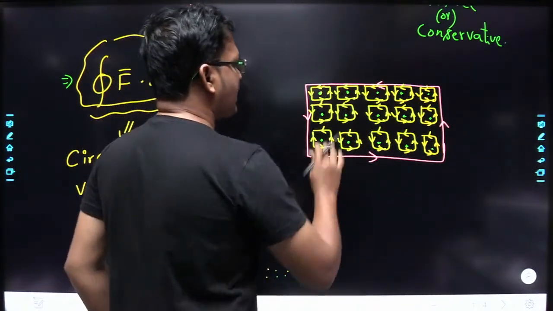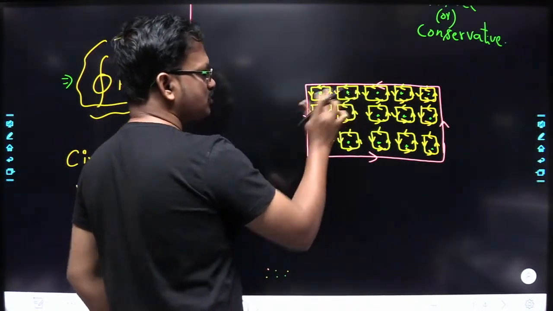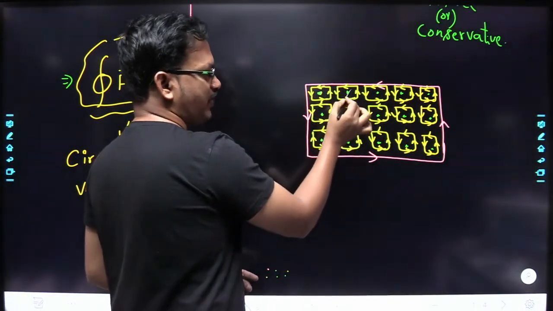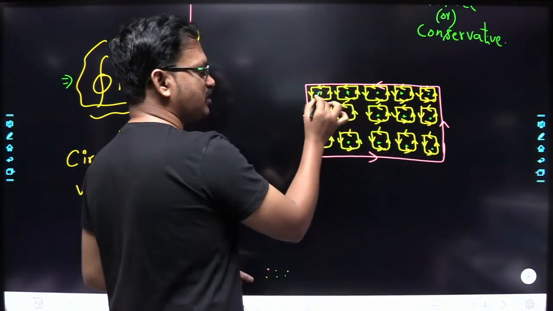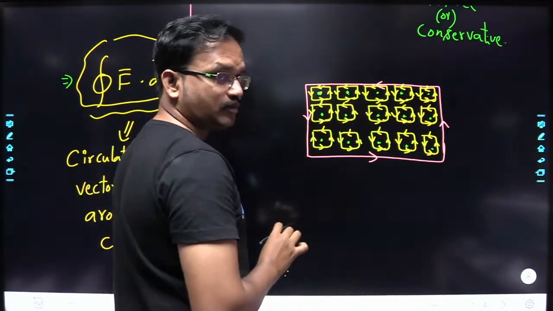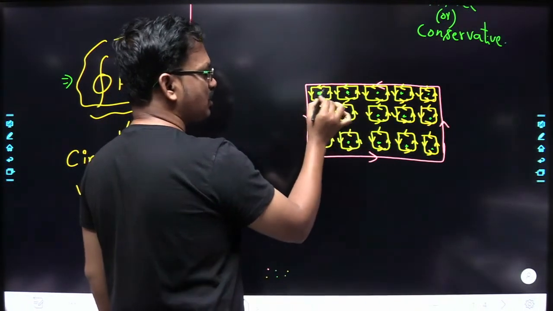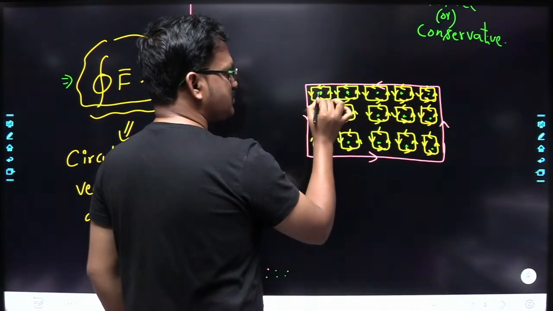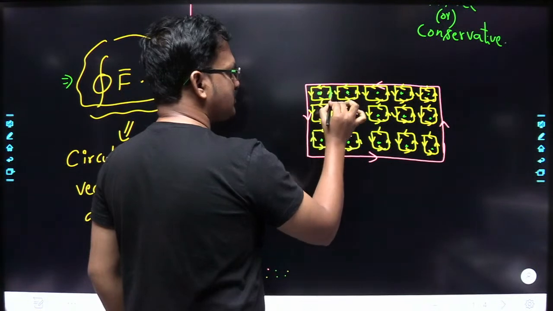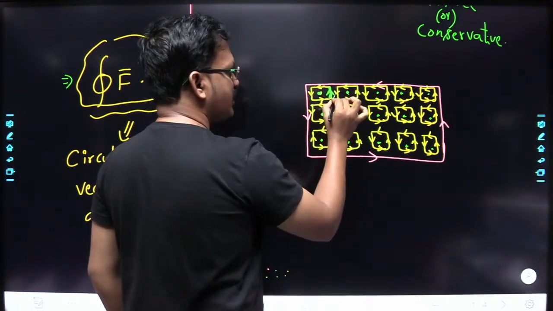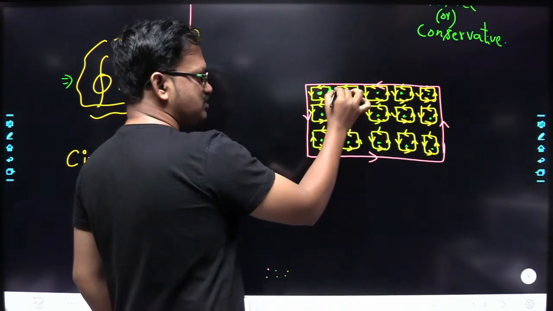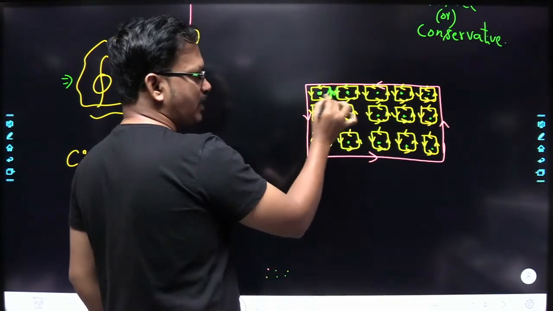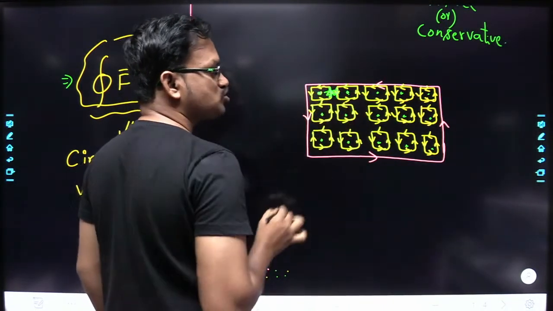Now if I add up the circulation about this point and about this point, what am I going to get? See here, whenever you are determining the circulation along this line, it is pointing in this direction. For this one, the circulation of the field along this line is pointing in the opposite direction. So when you add these two circulations, these two will get cancelled.